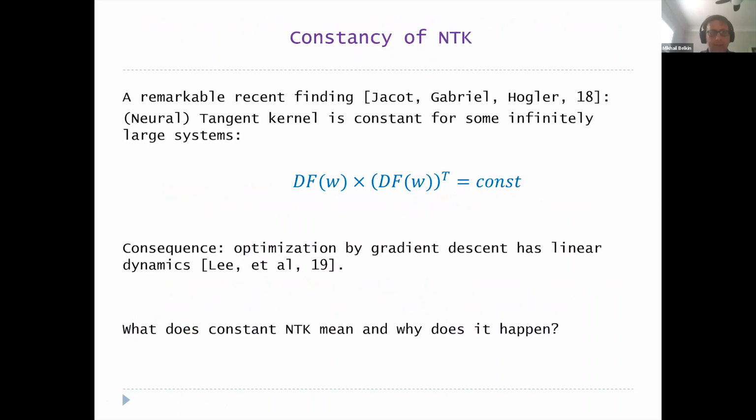Okay, so then let me talk about the constancy of NTK, which I think is a totally remarkable thing discovered by Jacot, Gabriel, and Hongler in 2018. And what they found is that the tangent kernel is constant for some infinitely large systems, or close to constant. You don't say what constant means. Let me give you a different perspective on that, and then I'll go back to this Hessian control. But this is a separate phenomenon, and it's totally remarkable in my view.